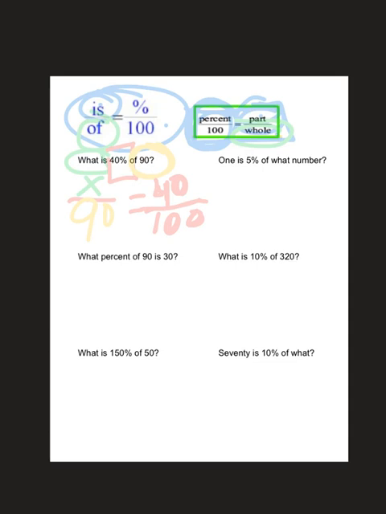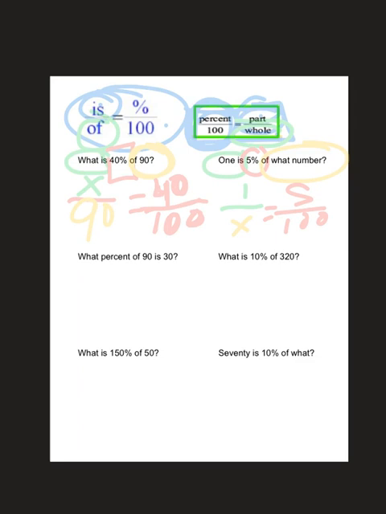Okay, the next one. 1 is 5% of what number? So 1 is the is, and 5% we just write as a fraction. We always grab that percent and we put it over 100. And then of what? Of what? So there's our proportion there.